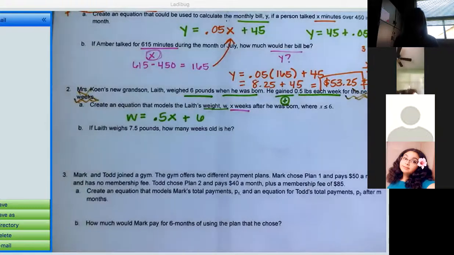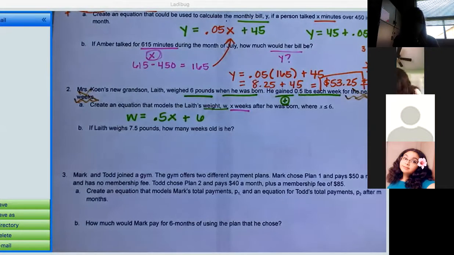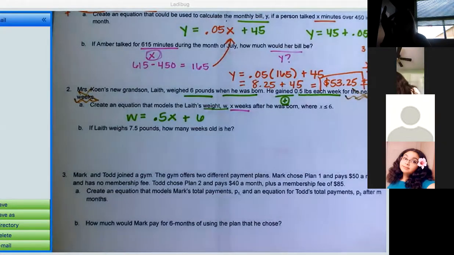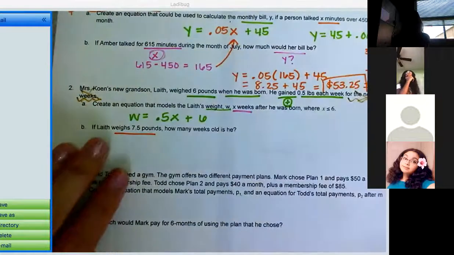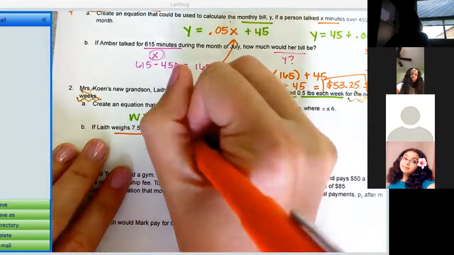Questions on how to set up the equation for number 2? No? Read the question. O, obtain the info. R, find the rate of change and base to write the equation. And now we're on D where we're going to dump in the info. Dump. If Lath weighs 7.5 pounds, how many weeks old is he?